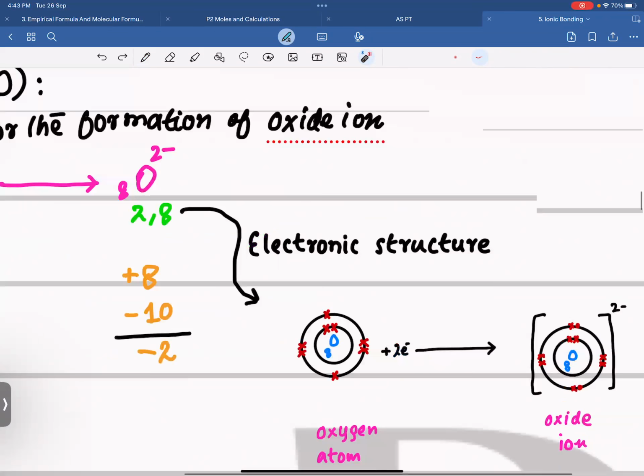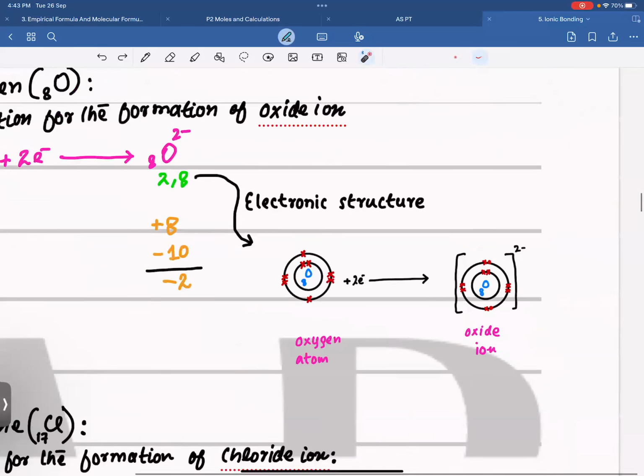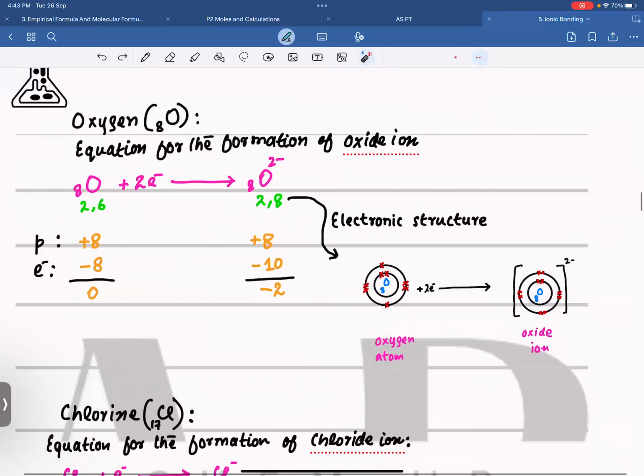So see over here, in the valence shell there are 6 electrons, which belong to the oxygen atom. And when it gains 2 electrons, these 2 electrons are paired with the unpaired electrons of oxygen, and we enclose it in a square bracket and put a charge over there. Is this clear? Yes, sir. Khadija? Yes. Okay, clear. Now do it for chlorine.